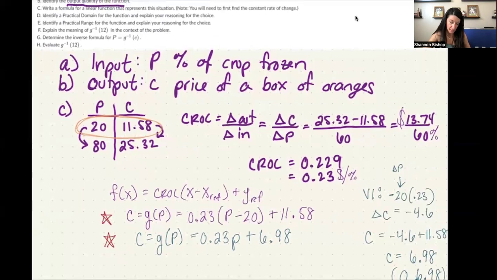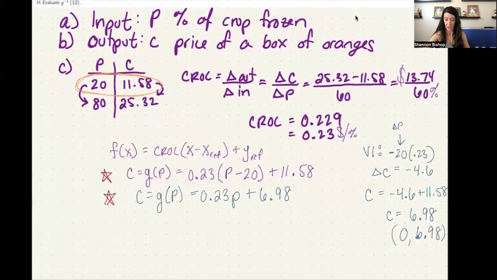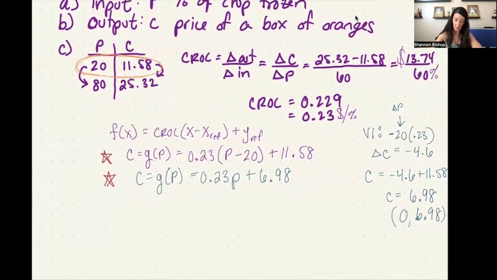Okay, part D, identify a practical domain, and then part E, identify a practical range. Okay, so domain and range. When we're thinking about practical domain, remember, domain is input. Domain inputs. So we're asking ourselves, what are some practical values for the input? Well, in this particular context, the input is percentage. So when we're imagining practical values for domain, we're imagining practical values for percentages.